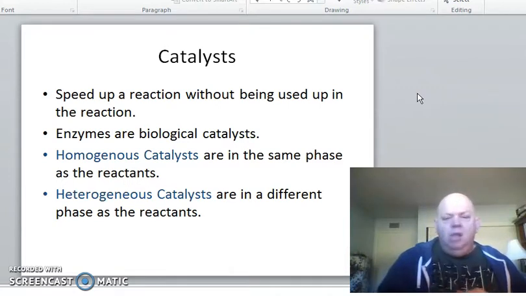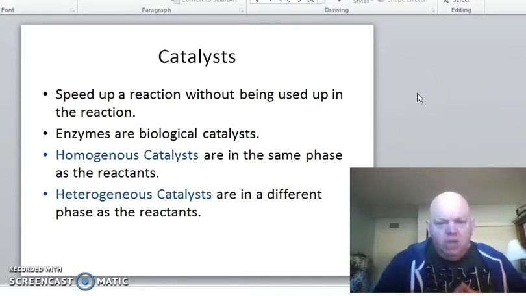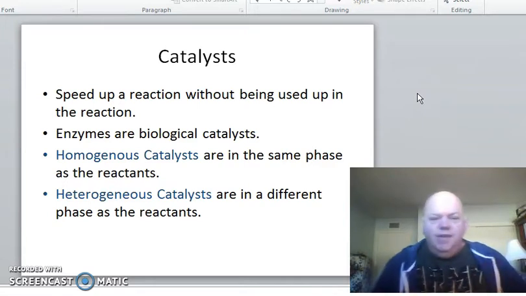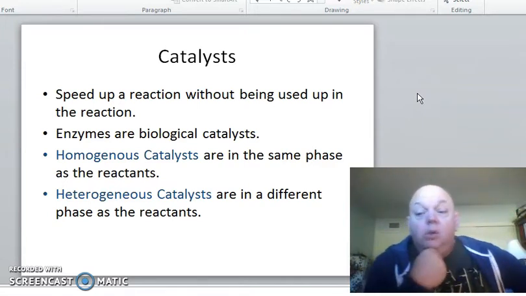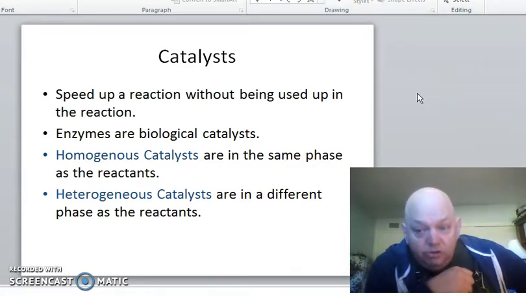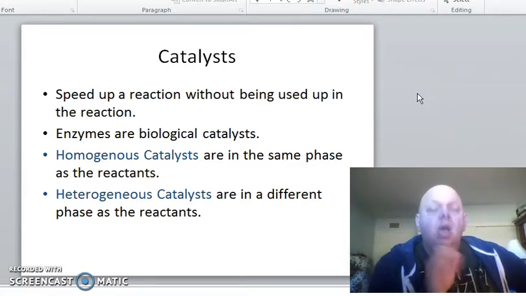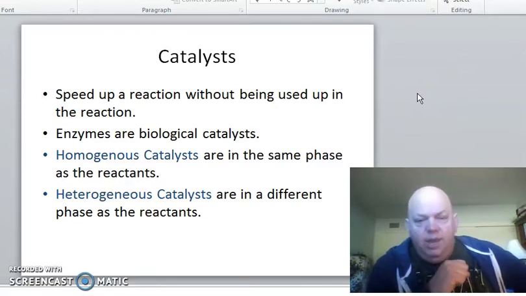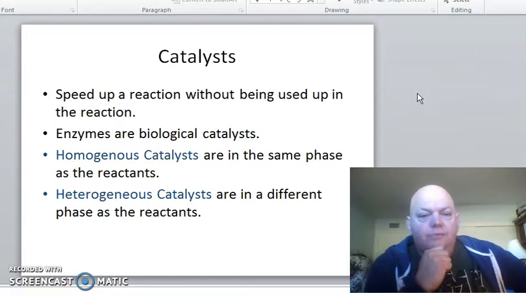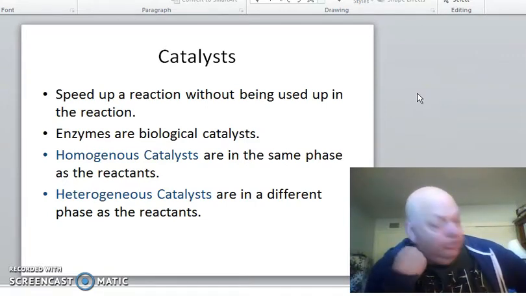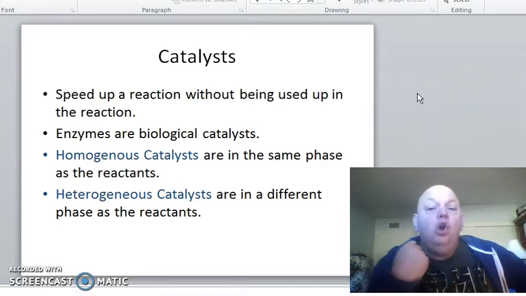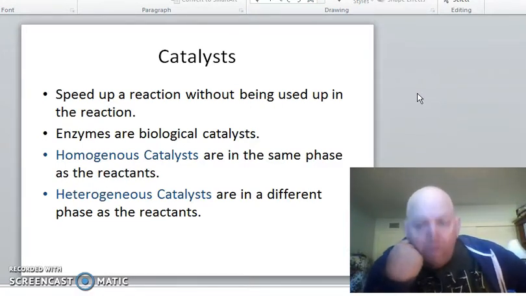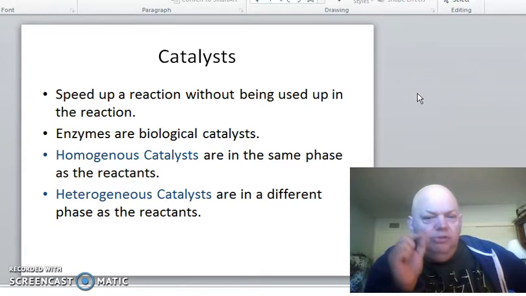Now, enzymes are biological catalysts. Homogeneous catalysts are in the same phase as the reactants. So let's say all our reactants are in solution. It is aqueous. Our homogeneous catalyst would also be aqueous, in some kind of solution format. If our reactants are gases, our homogeneous catalyst would also be a gas. So that's what they're saying when the catalyst is in the same phase as any or all of the reactants.